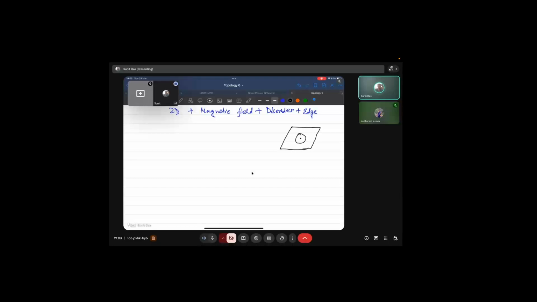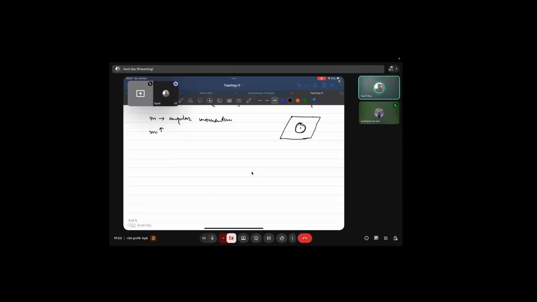So in the last class, what we have seen is that the wave function peaks around the center, and m was the angular momentum for the wave function, right? And as m increases, the peak also goes further and further away from the center. And the radius is related to this: R is proportional to root m times l_B, where l_B was the magnetic length scale, simply root of h-bar by eB, right?